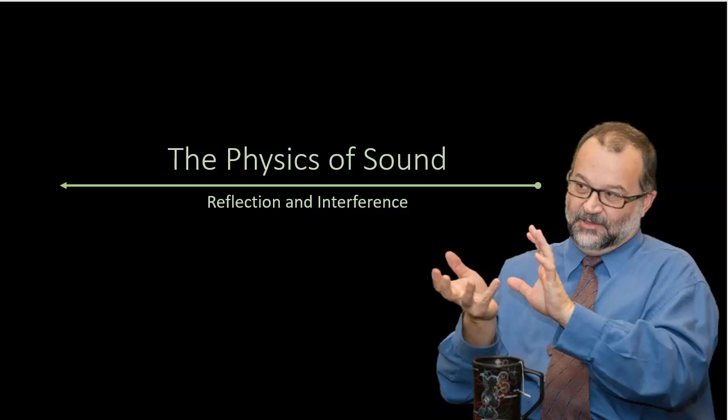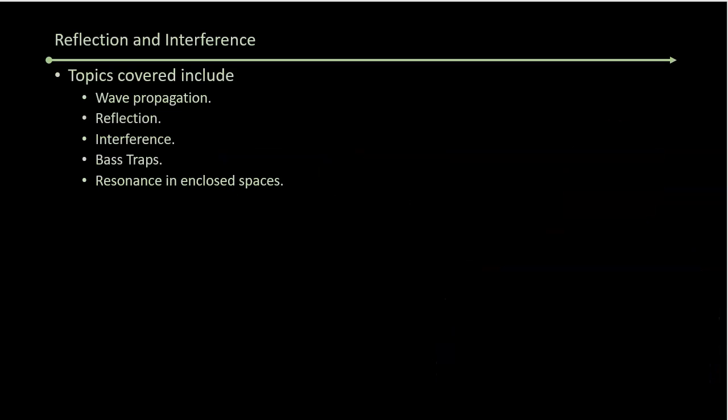This week we're covering reflection and interference and all the different ways that kind of shows up. And that means we're going to talk about several different things. We're going to talk about wave propagation. We're going to talk about reflection as a separate thing. We're going to talk about interference and what that really is. We're going to talk about bass traps, because bass traps are a way of designing interference to benefit you. And then we're talking about resonance in enclosed spaces.